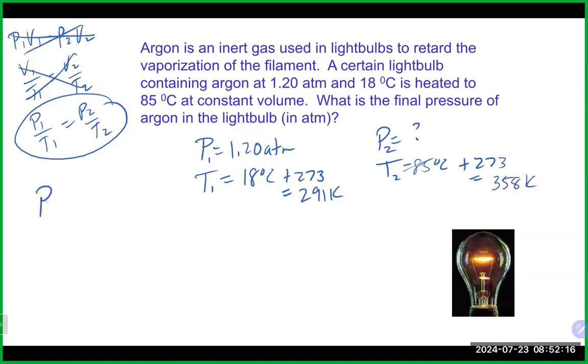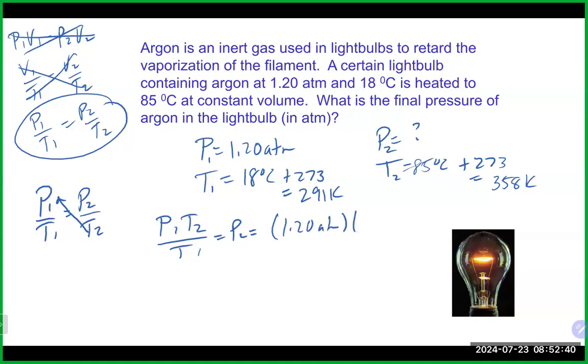So again here, P1 over T1 equals P2 over T2. We're going to solve for P2, so we do need to multiply the T2 to the other side. That again is going to go to the top there. So P1 T2 over T1 equals P2. Popping in our numbers again in the right spots. So P1, 1.20 atmospheres. T2 up on top, 358 Kelvin, and our 291 Kelvin on the bottom.